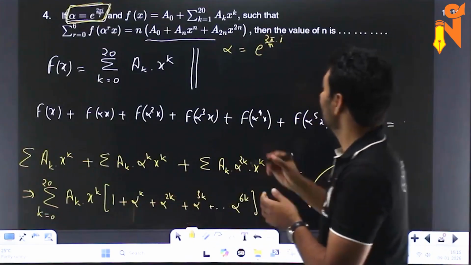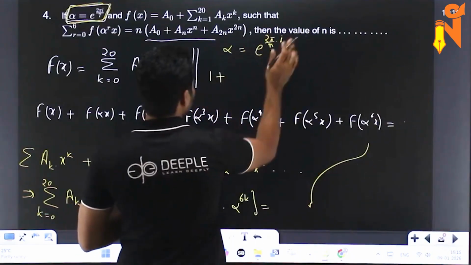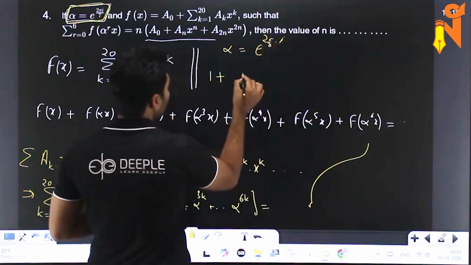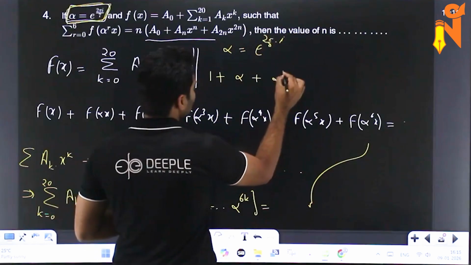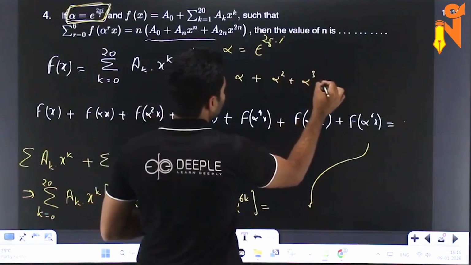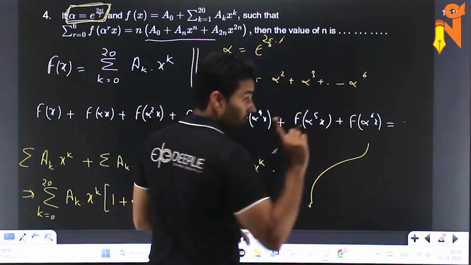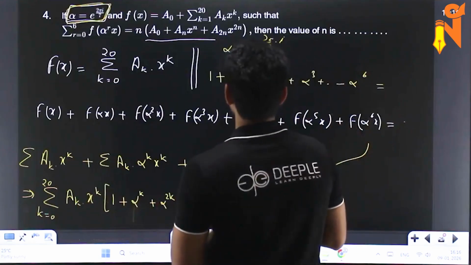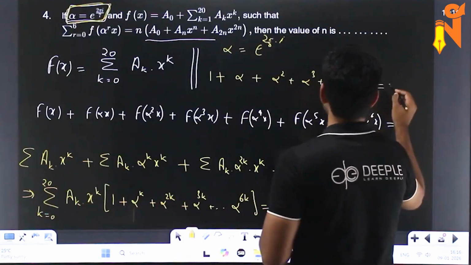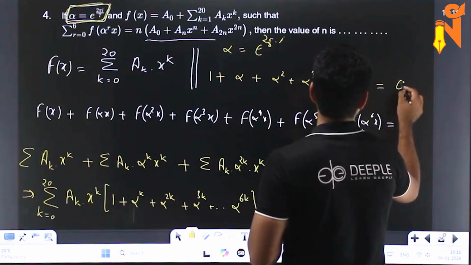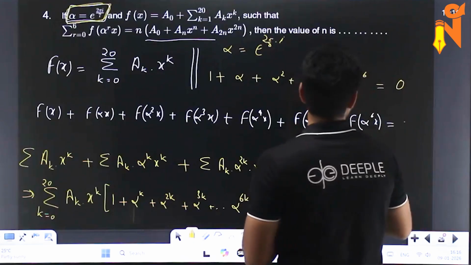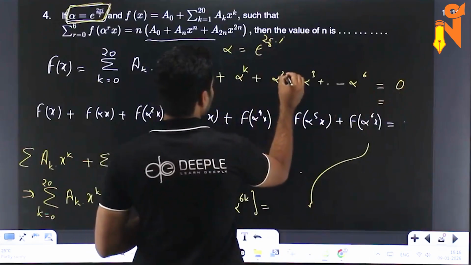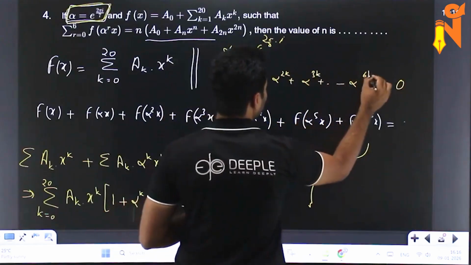Okay, so now if I talk about this expression, 2 pi by 7 into iota, 1 plus alpha square plus alpha cube up to alpha power 6, not 7, 6 only, is equal to how much? Equal to 0. Sorry, here power k, power k.